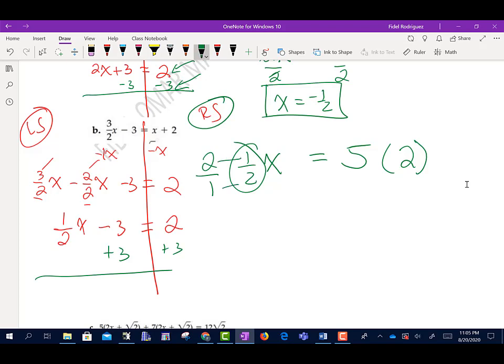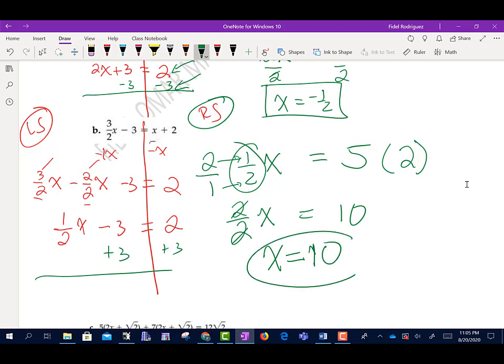The reason I'm going to keep it here, I'm going to show you what happens if we go straight across. That becomes 2 over 2 with an x is equal to, I know 5 times 2 is 10, but remember what we said, 2 divided by 2 is? Isn't 2 divided by 2 just the number 1? And that's a 1x equals 10.